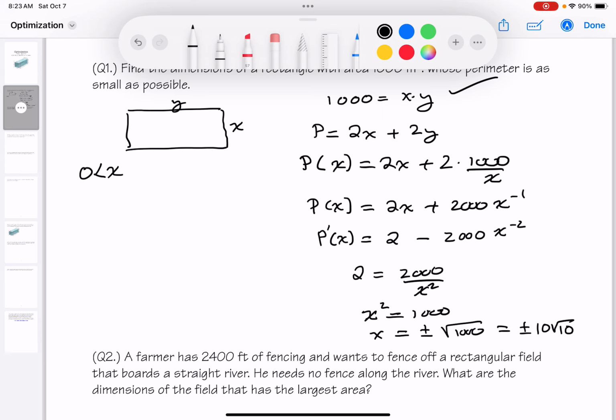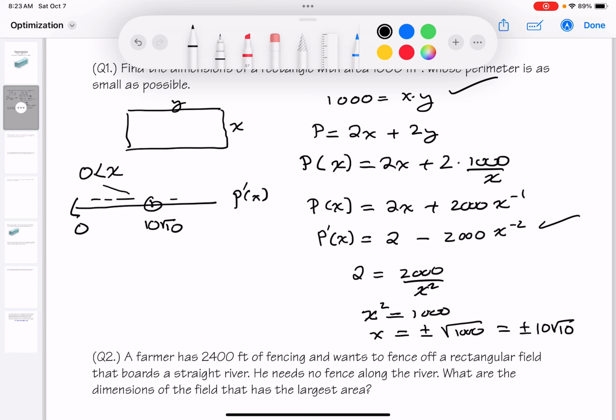Critical numbers, I'll put it on the number line now. We're starting at 0. And there's only one critical number, and that's 10 root 10. And what are we analyzing here? The derivative. Let's see what happens. So you take a test point. A good test point to choose between 0 and 10 root 10 would be 1. You plug it into the derivative, and what would you get over there? You get a negative number, which means the perimeter function is decreasing.